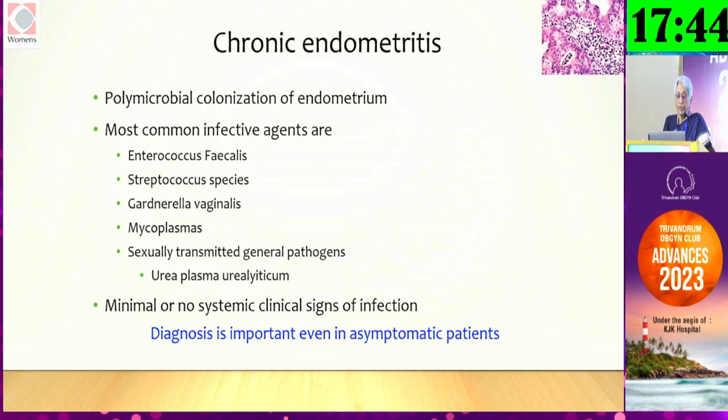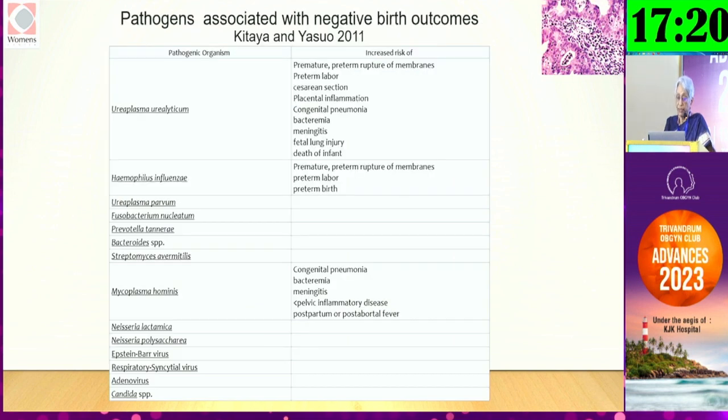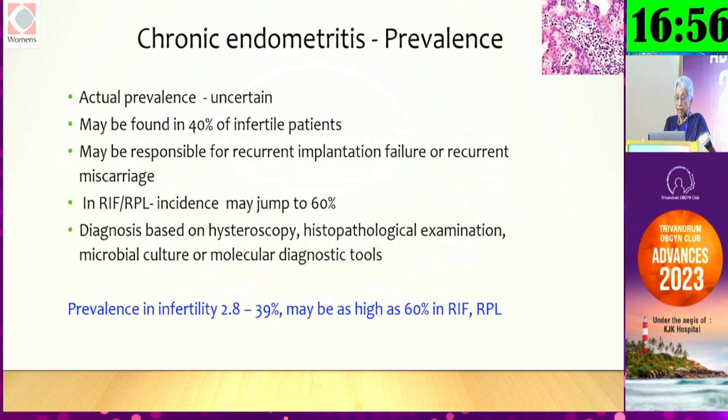And common infective agents, many of them have been implicated as agents which start this. Again, the important thing is there are minimal or no systemic clinical signs of infection, but however, the diagnosis of this infection becomes important even in asymptomatic patients. And the host of organisms that can give rise may be common commensals which are already in the vagina, or sometimes other organisms which are not usually in the vagina or in the genital tract. But the inflammation is only local, not systemic, and it's a disease which is often unnoticed by patients and ignored by gynecologists because it can remain totally asymptomatic, but however can produce long-lasting reproductive sequelae.